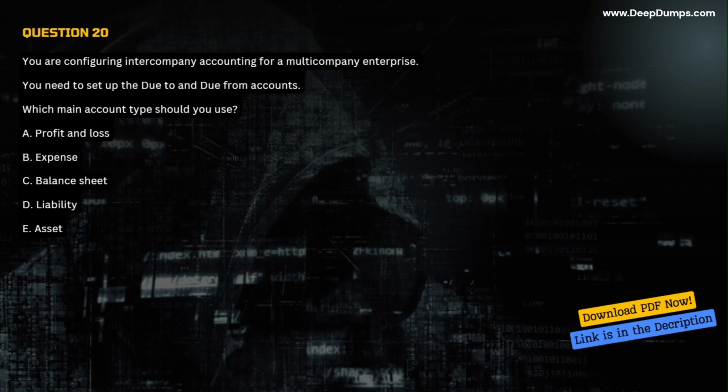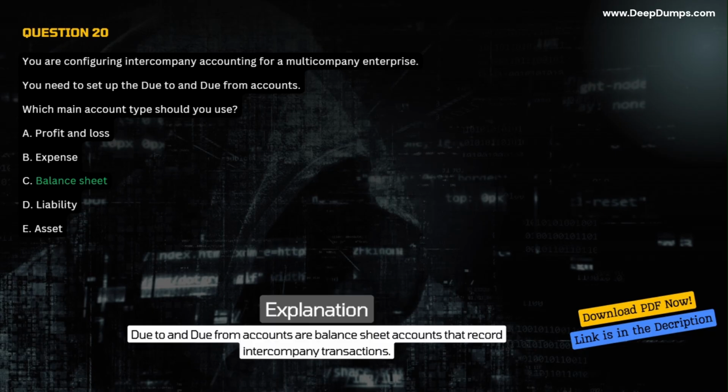D. Liability. E. Asset. Correct answer, C. Balance sheet. Explanation. Due to and due from accounts are balance sheet accounts that record intercompany transactions.